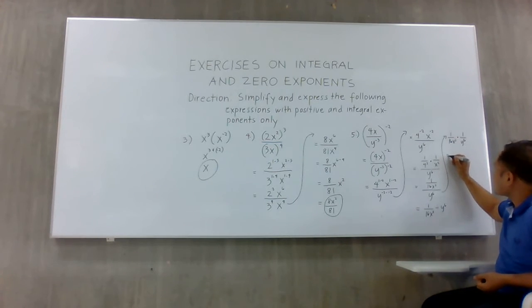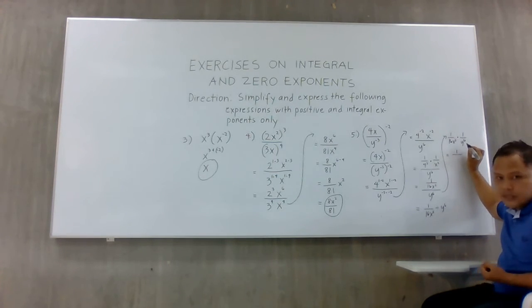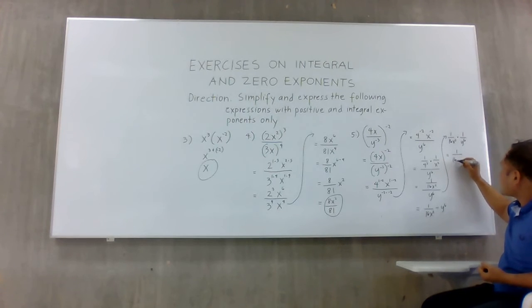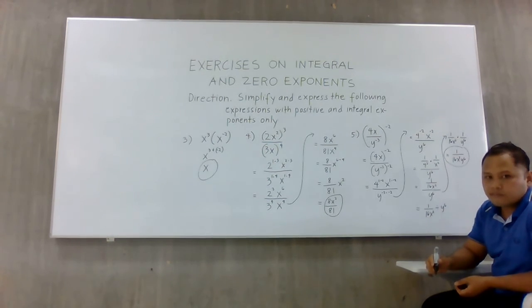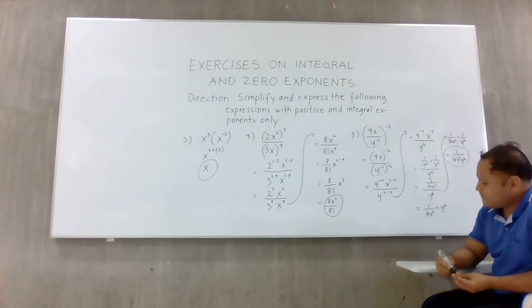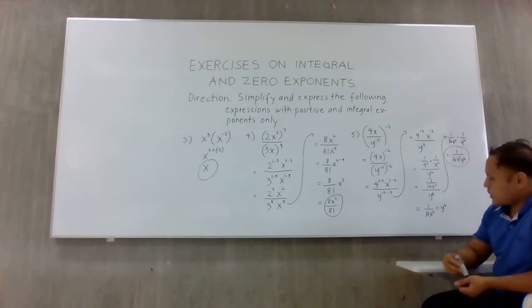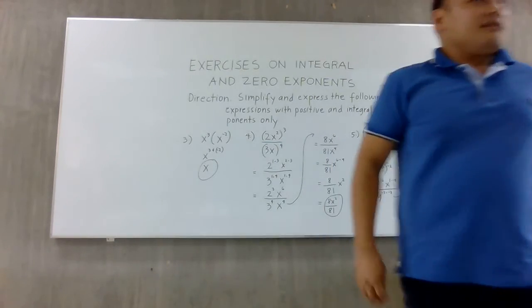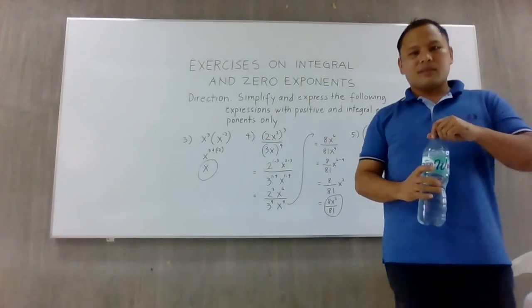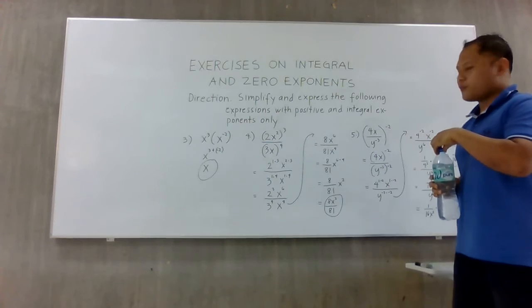And the final answer is 1 times 1 is 1, over 16x squared times y to the power of 6. It is 16x squared y to the power of 6. That is the final answer. Yeah, I've been enjoying so far. There are still 5 items. I hope you enjoy.